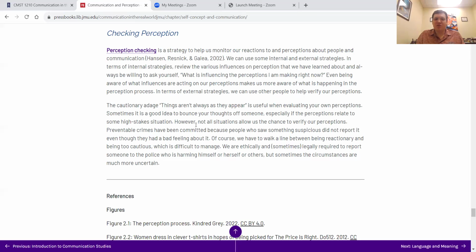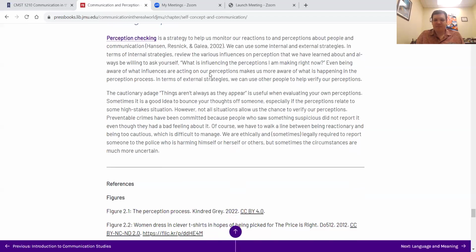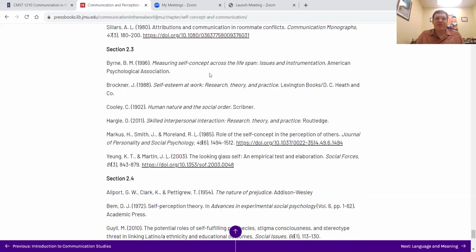We can also check our own perception, like asking ourselves the question, what is influencing the perceptions I'm making right now, right? What factors may be at play? You can ask somebody else, which is, I think, the easiest and best way to do it, because sometimes it's hard to understand what's impacting our own perception. But we can do some checking ourselves too. So that's a bit about the perception process.